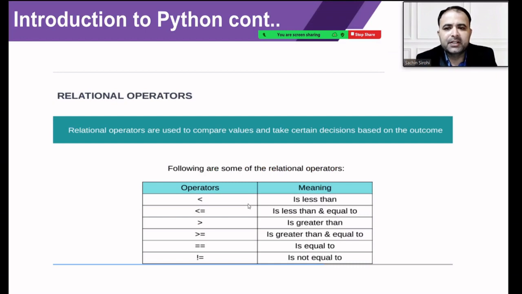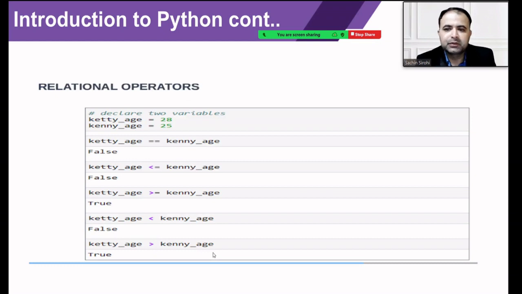Now, relational operators. Relational operators are used to compare values and make certain decisions based on the outcome. Less than, less than or equal, greater than, greater than or equal, equal, and not equal are basically used to compare values. Let's see them one by one. We have catty age and canny age, and we want to compare them.